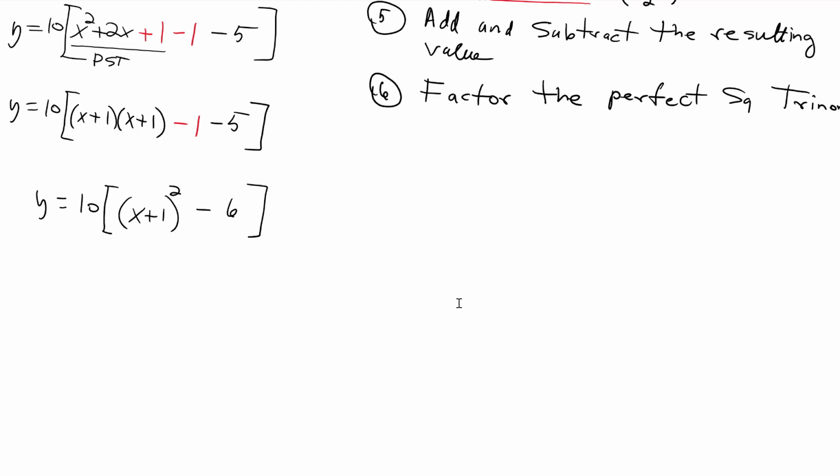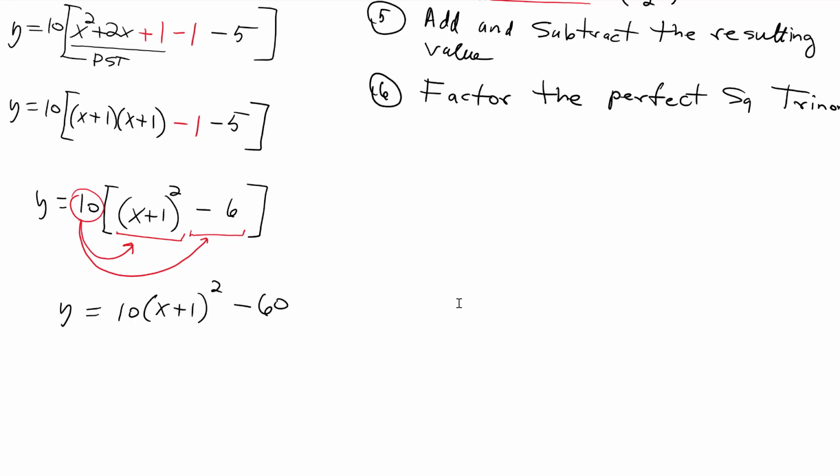But we're still not done, even though this looks pretty close to the vertex form. It's not completely done because remember I told you can't forget about this 10 that's here. So we have to distribute this 10 to that term right there. So let's do that. Y is equal to 10(x plus 1) squared minus 60. Okay, now we're done.